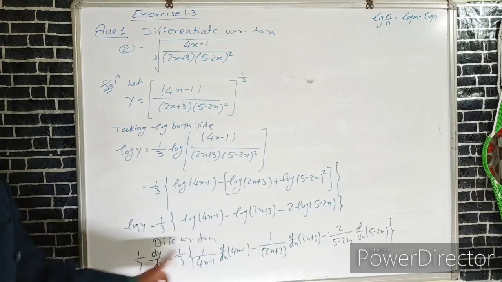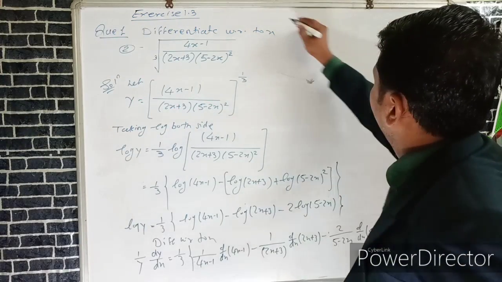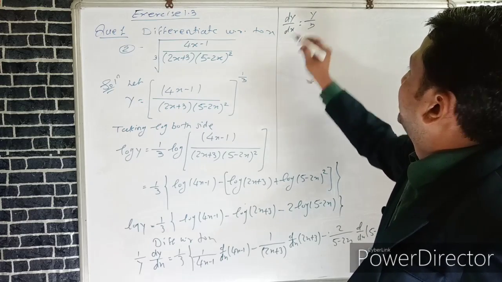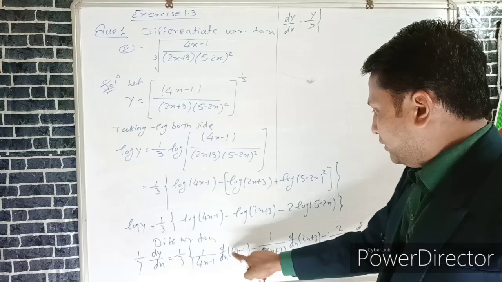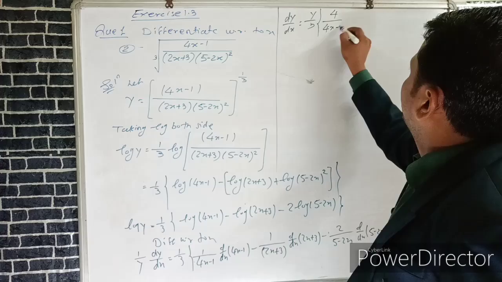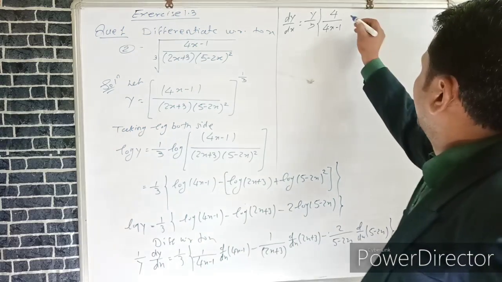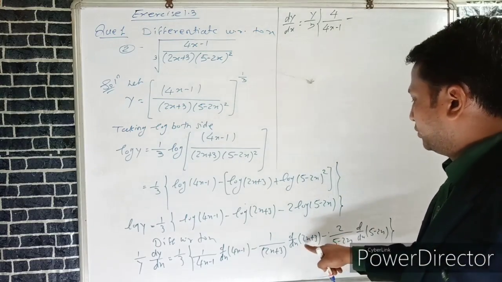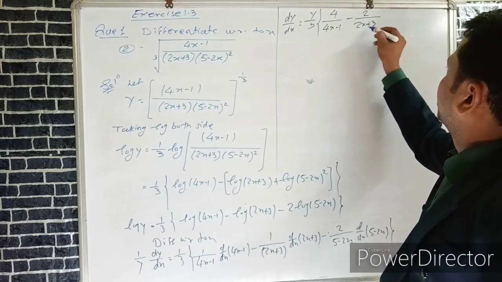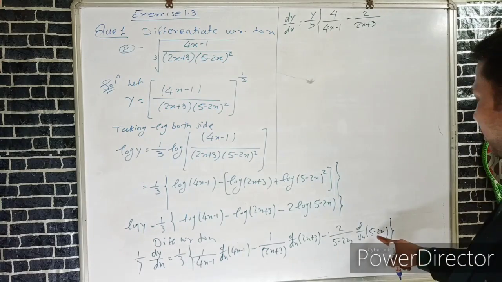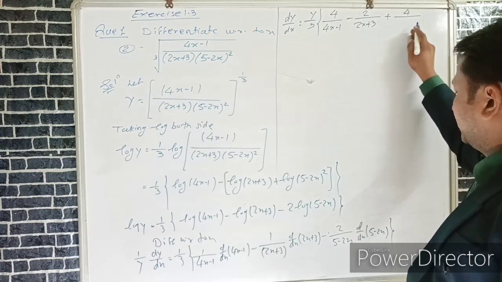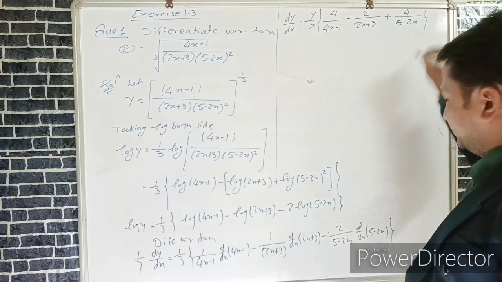After that, if we shift this y to the right side, then we can write dy upon dx is equal to y by 3 into the derivative of 4x is 4, minus 1 is 0, 4 into 1 is 4 upon 4x minus 1, minus the derivative of 2x is 2, 3 is 0, 2 plus 0 is 2, 2 into 1 is 2, 2 upon 2x plus 3, minus the derivative of minus 2x is minus 2, minus 2 into minus 2 is plus 4. We can write it as 4 upon 5 minus 2x.